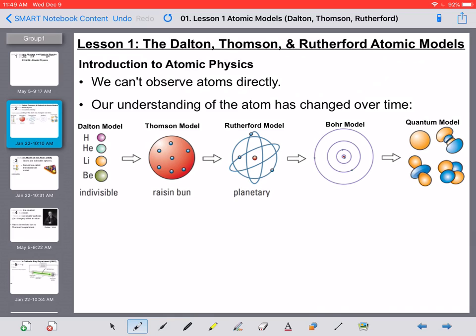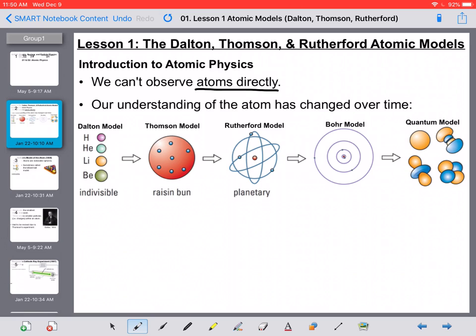In atomic physics, what we're really studying is how atoms behave and what an atom would look like if we could see it. Now the problem is we can't observe atoms directly. Atoms are too small, so you can't just open an atom up and look inside if you want to know how an atom looks. Instead, you have to come up with some other type of experiment to study atoms. And that's what this section is about.